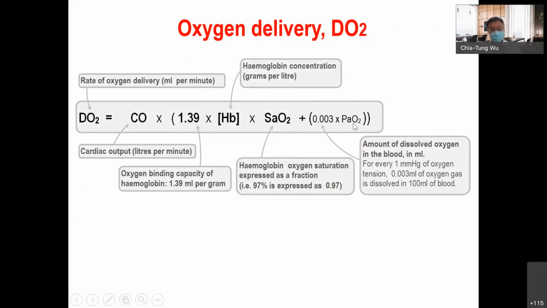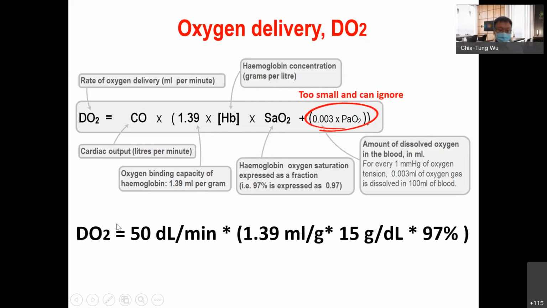Usually the PaO2 is 160, so 160 times 0.003 is less than 1. This one is too small and we can ignore it. So to make it simple, delivery of O2 equals the cardiac output, 5 L per minute, so it's 50 deciliter per minute, times 1.4, times our hemoglobin, usually around 15 gram per deciliter, and times the O2 saturation, usually 97 to 98.